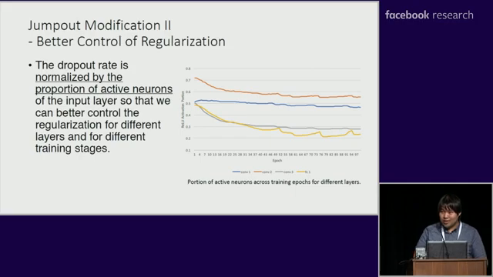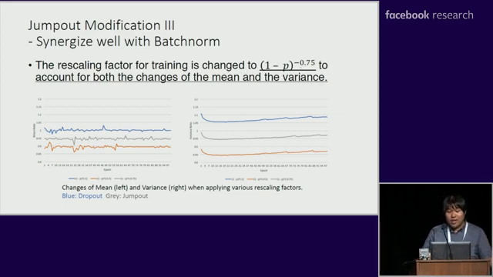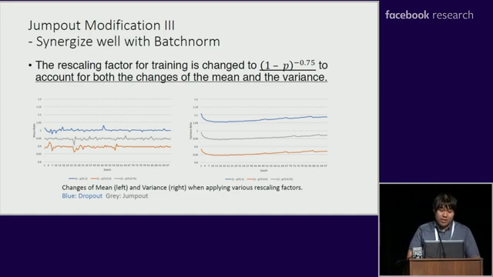For the third jump-out modification, we changed the scaling factor of dropout to the following quantity to account for both the changes in the mean and the variance between the training phase and the testing phase. The dropout rescaling factor is often applied during the training phase and set to 1 during the testing phase, as we are only using a portion of the network for training while we're using the entire network for prediction. However, such a rescaling factor can only account for the changes in the mean of the output, but not for the variance. And in fact, there's no single rescaling factor that can keep both the mean and the variance unchanged.